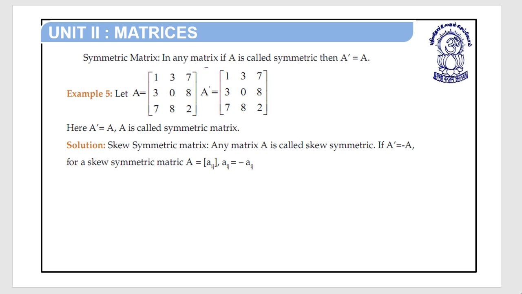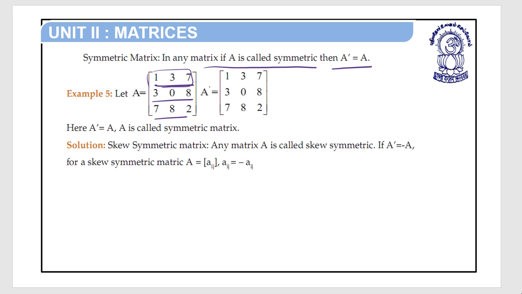Symmetric matrix. In any matrix, if A is called symmetric, then A dash is equal to A. A is equal to 1, 3, 7, 3, 0, 8 and 7, 8, 2. A dash is also 1, 3, 7, 3, 0, 8 and 7, 8, 2. A dash means row becomes columns. Here row and columns both are same.